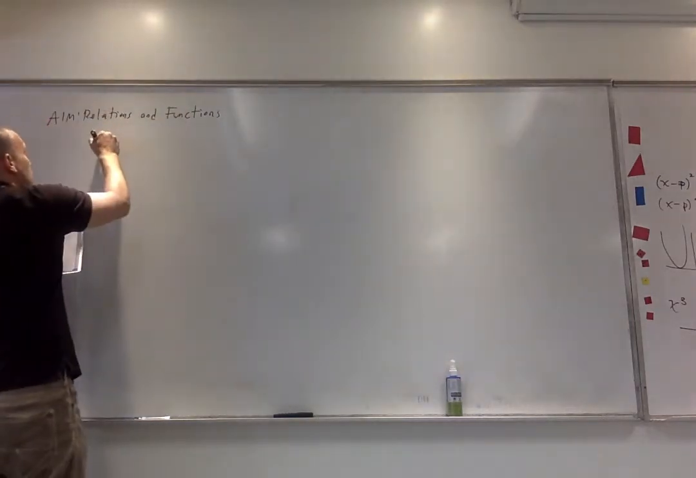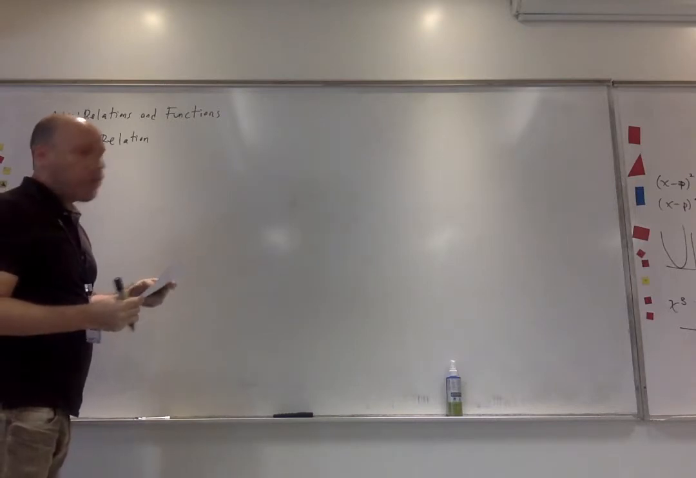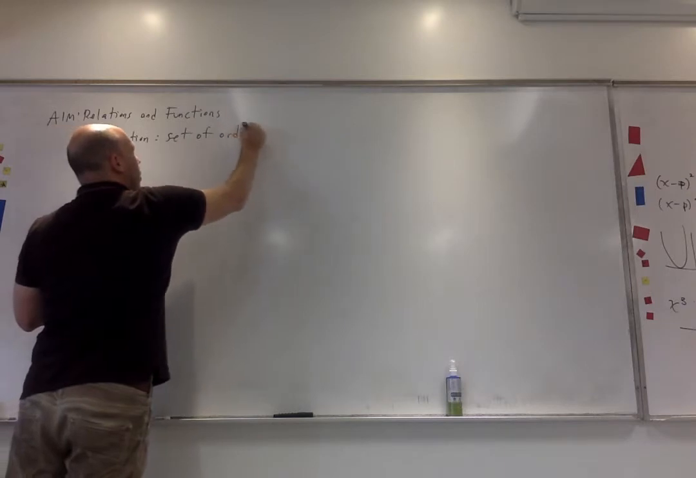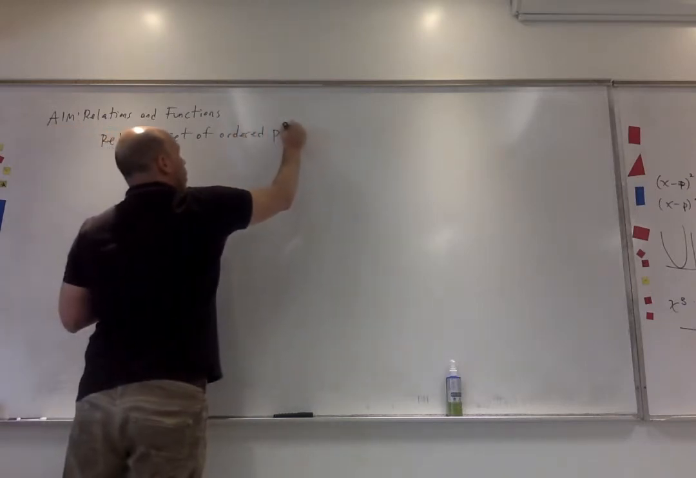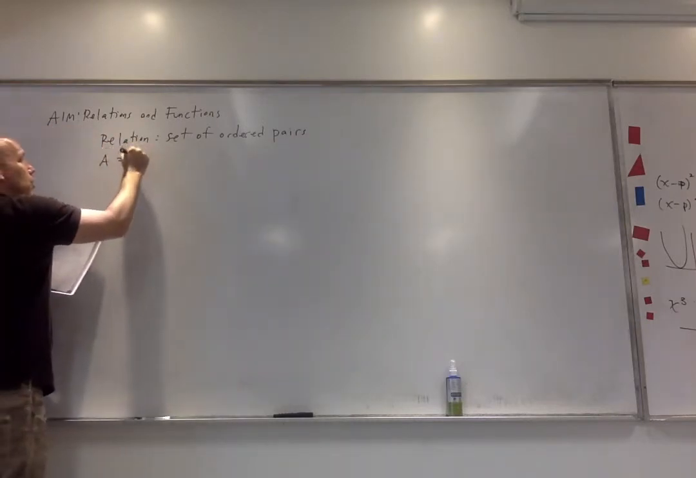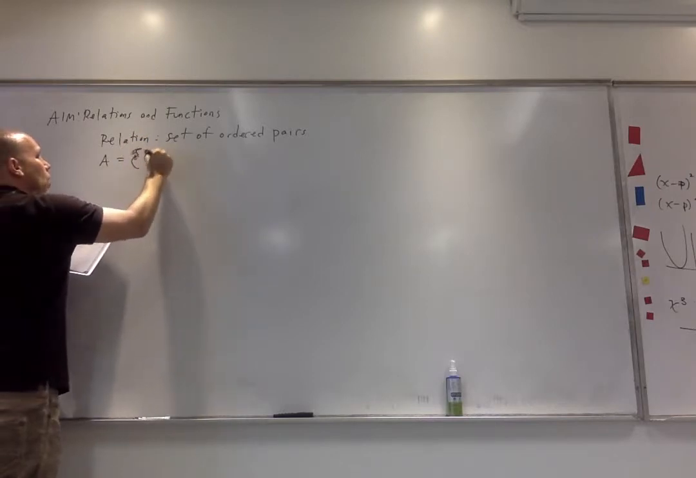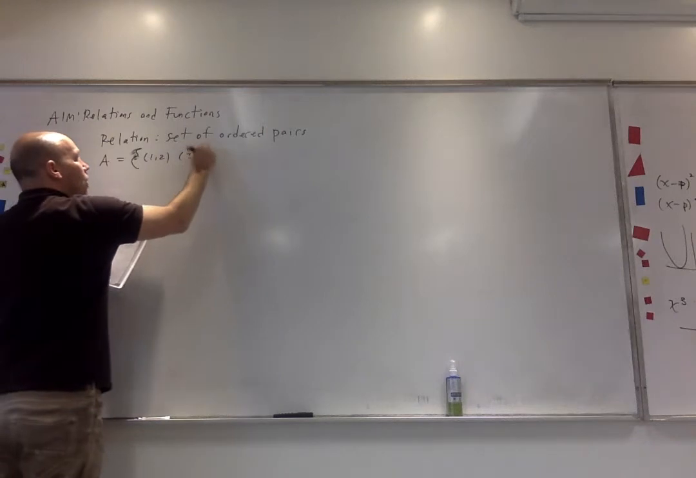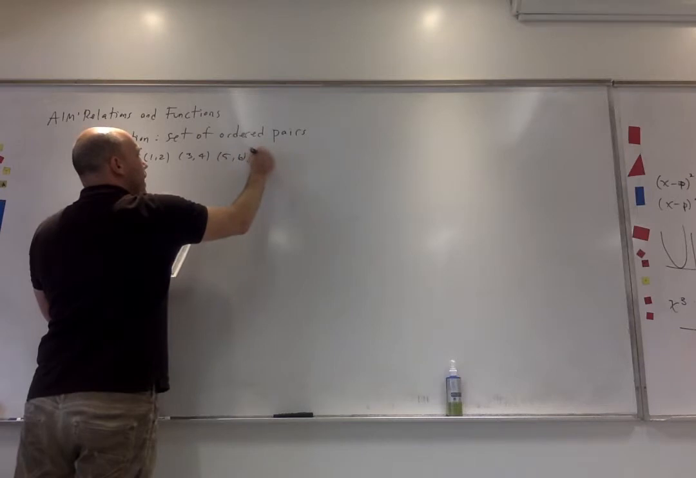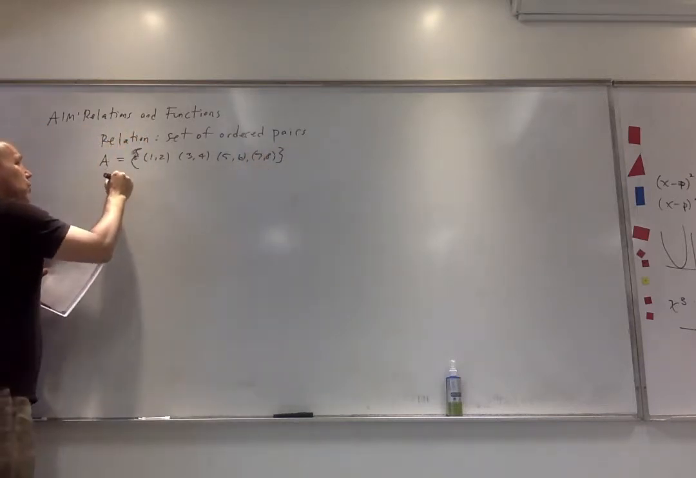So a relation is a set of ordered pairs. And so we call the set capital A. We say it's equal to bracket, and we put a bunch of points: (1, 2), (3, 4), (5, 6), and (7, 8). Close brackets. We identify the x values.